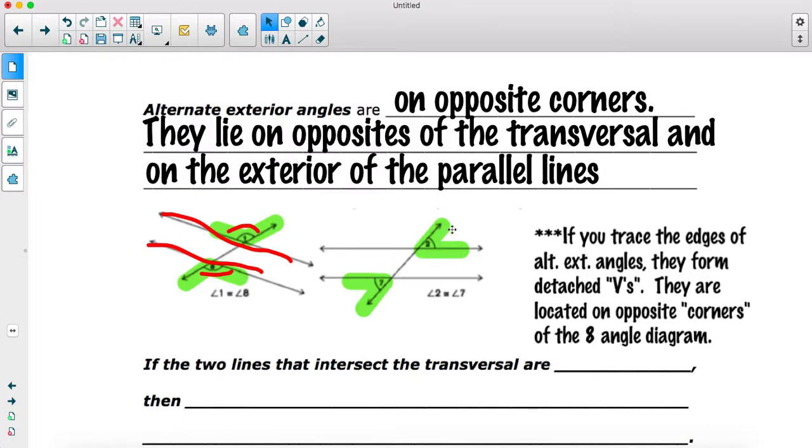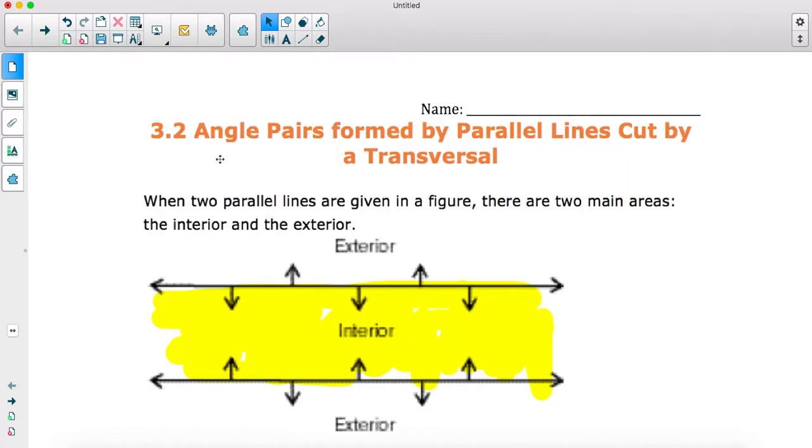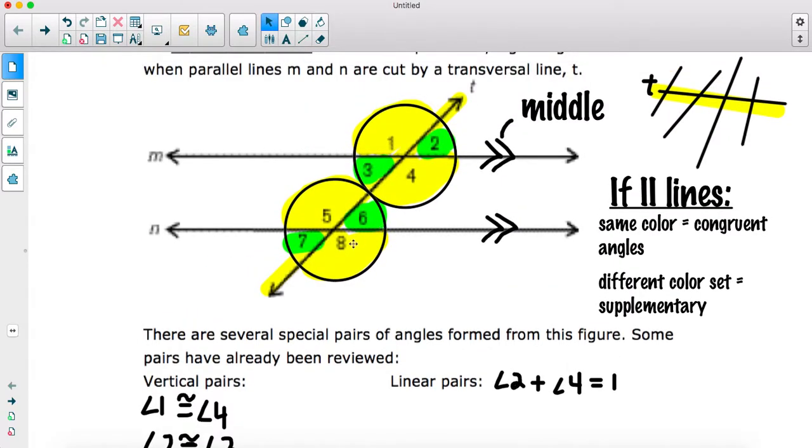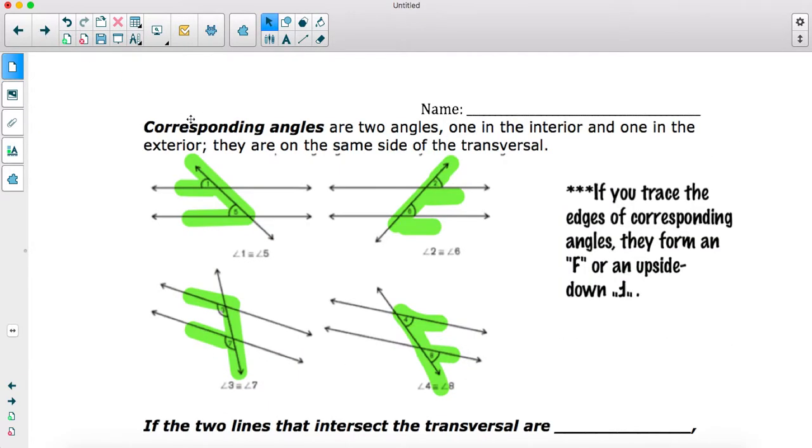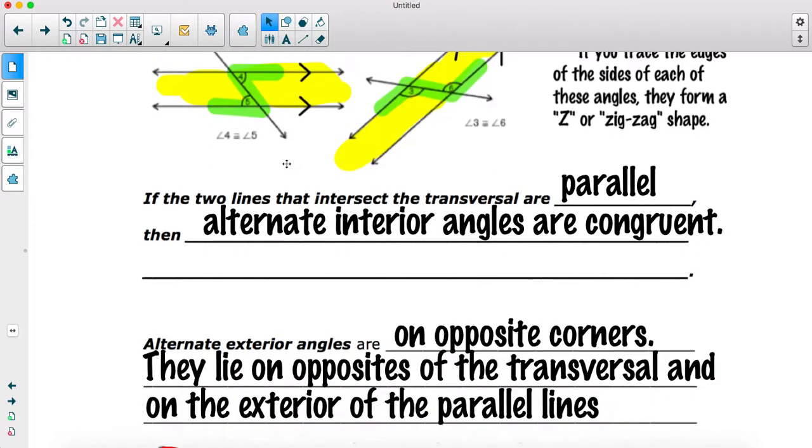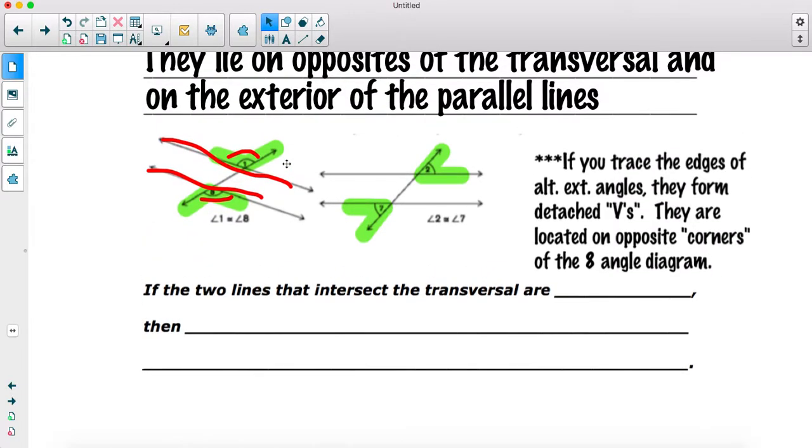The visual pattern on this one is they form V's. And again, I wrote this here, they're located on opposite corners. If we go back to our color coding, that would be like 7 and 2. So you can see they're the same color. They're going to be congruent. 1 and 8 are alternate exteriors, so they are going to be congruent as well, as long as the lines are parallel.